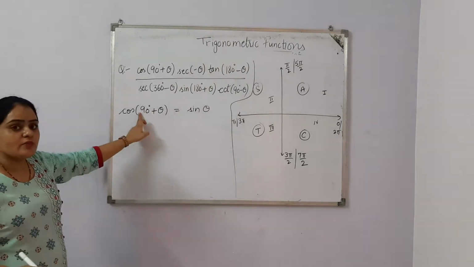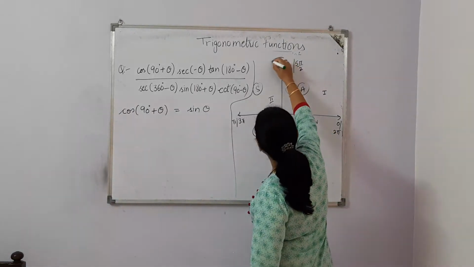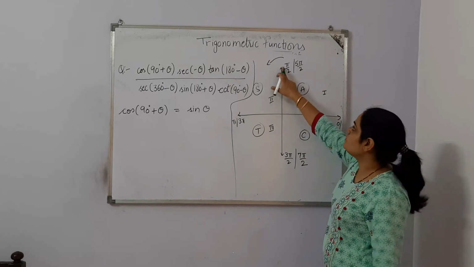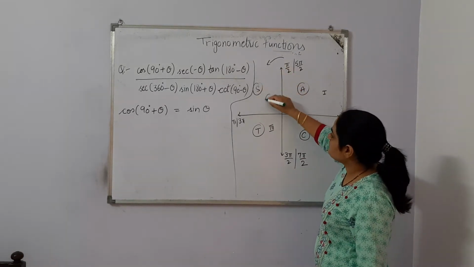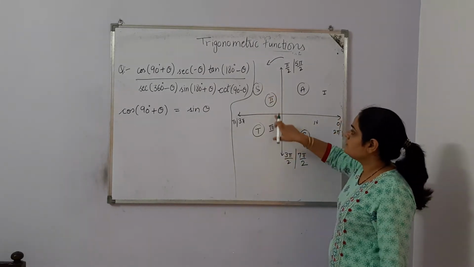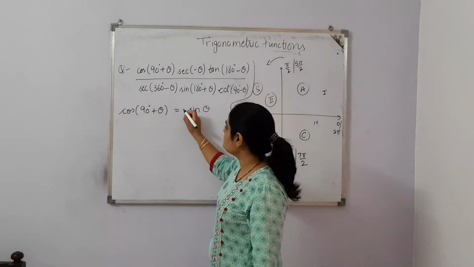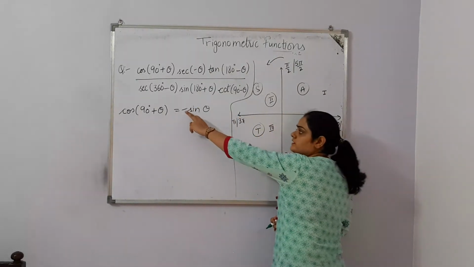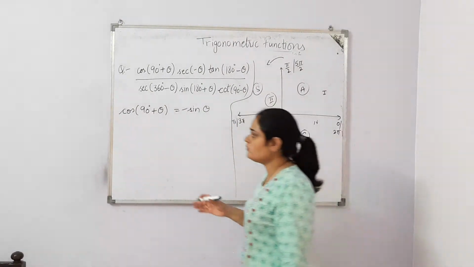90 means pi by 2. Pi by 2 plus. Plus means anti-clockwise direction. So this is your anti-clockwise direction, and it is 90, pi by 2, on this line. So if we are going in the anti-clockwise direction, we are reaching the second quadrant. So in the second quadrant, what is cos? Cos is negative. So I will write a negative sign here: minus of sine theta. This we have learned now.